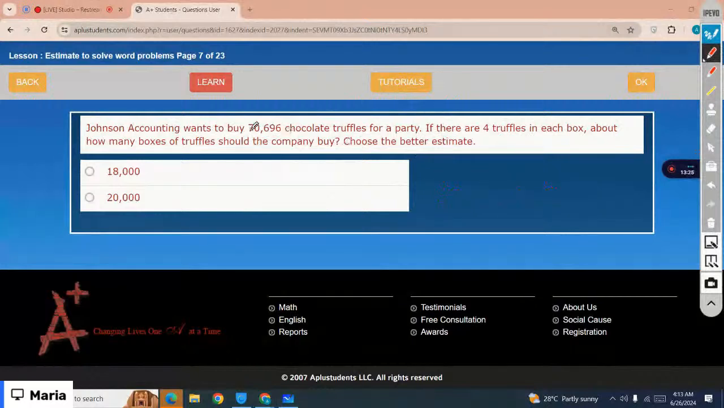You can round off 7,696 to 8,000. 8,000 divided by 4 is 2,000. So the correct option is option number 2, that 8,000. Got it? Option number 2 is the correct option.